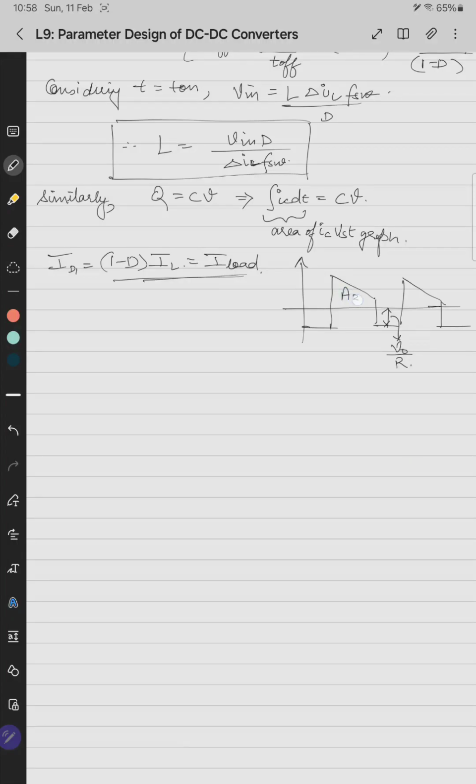So this is A3 and this is A4. So either A3 or A4. A3 equals A4, so we'll take the one which is easy to calculate. So we'll select A4 because it's a simple rectangle. Therefore it is length into breadth. So D into T switching, or D by F switching, into the load current, that is V naught by R, equals C into V naught.